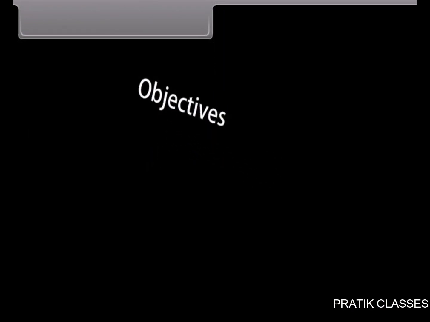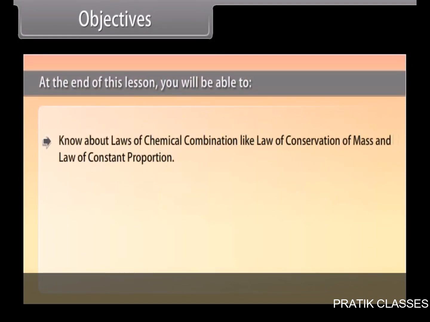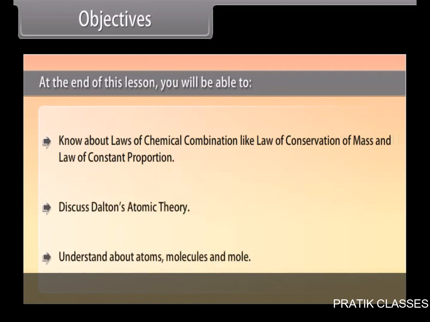Objectives. At the end of this lesson, you'll be able to know about laws of chemical combination like law of conservation of mass and law of constant proportion, discuss Dalton's atomic theory, and understand about atoms, molecules and mole.